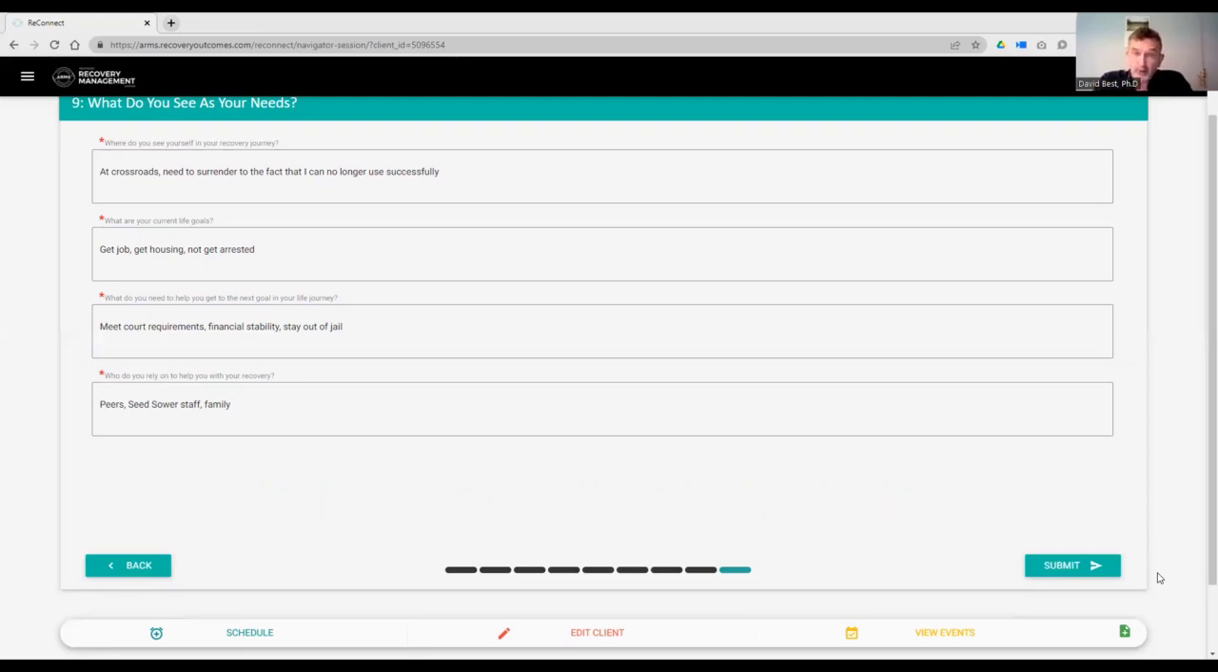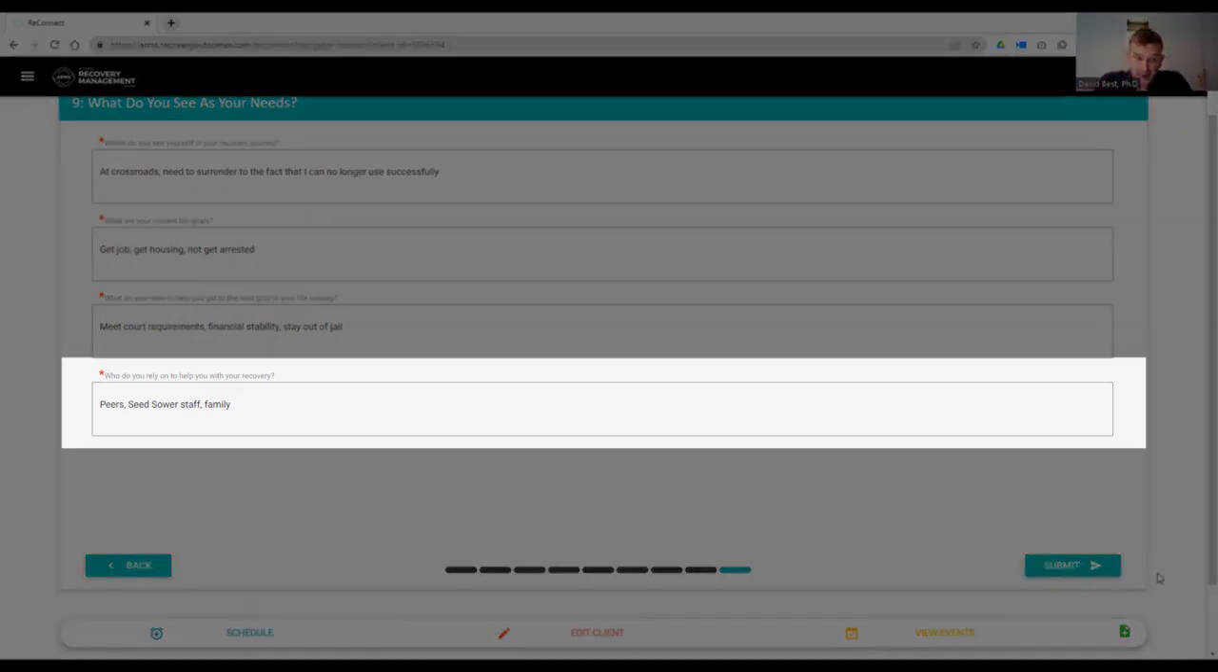So what we now want to be clear about in the last question is how aware of those other sources of support the individual is. And for Wiley, that was peers, agency staff, and family. So the agency staff that he's involved in, the peers he has, and the family he has.